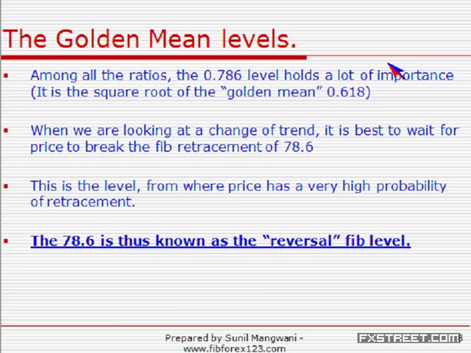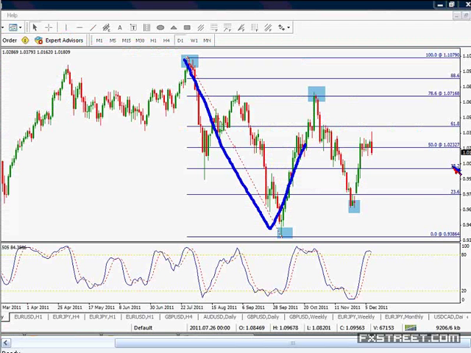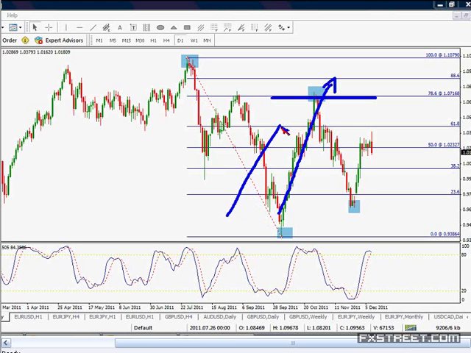So long as price remains within the 78.6, it can retrace from the 50% down, it can retrace from the 61 down, it can retrace from the 78.6, and it's expected to move down. The minute you have a convincing close of price above the 78.6, it implies that this retracement has turned into a reversal and price has a high probability of moving up now. It will not continue with the downtrend. 78.6 is the barrier. This is the reversal.